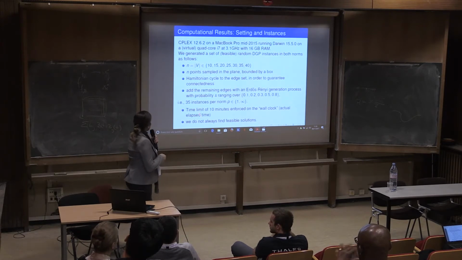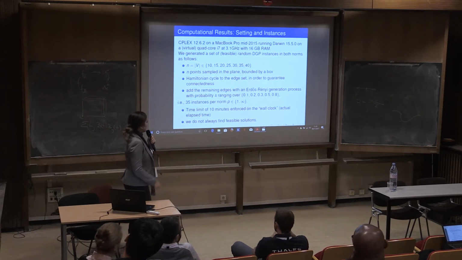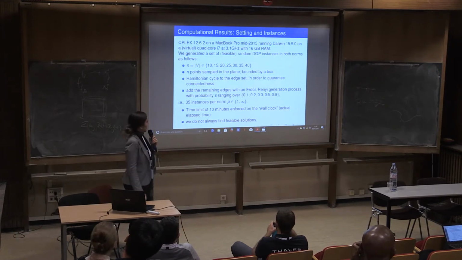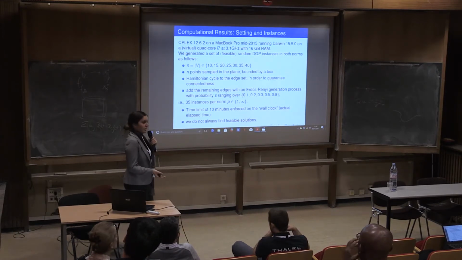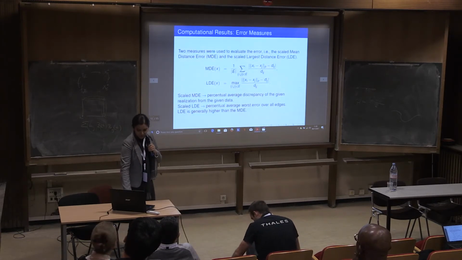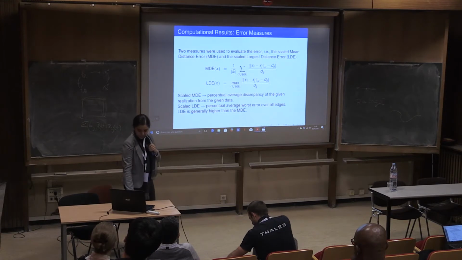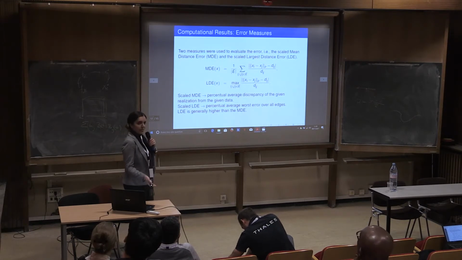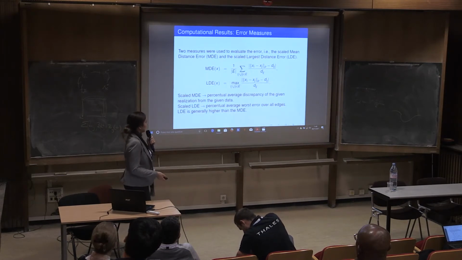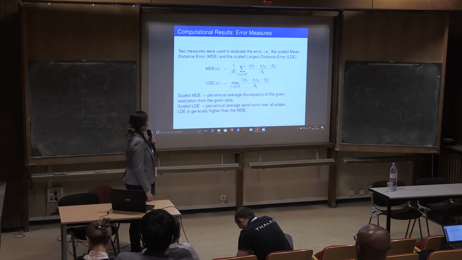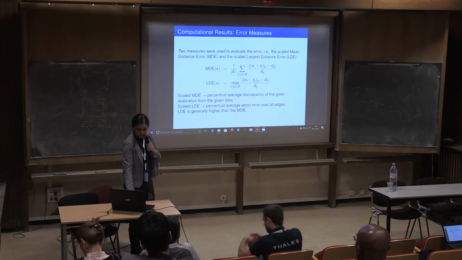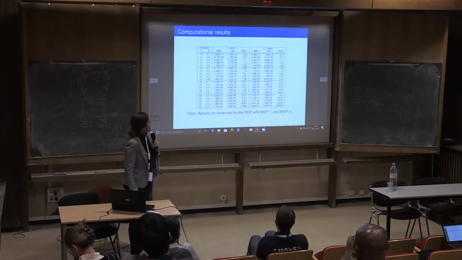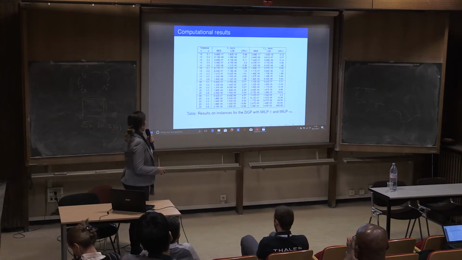Okay. Then we set a time limit of 10 minutes. Actually, what happens is that not all the time we were able to find feasible solutions for the DGP, but we measured the error of such a solution thanks to standard measures, in particular the mean distance error and the largest distance error. And I will show you some computational results using these two error measures.